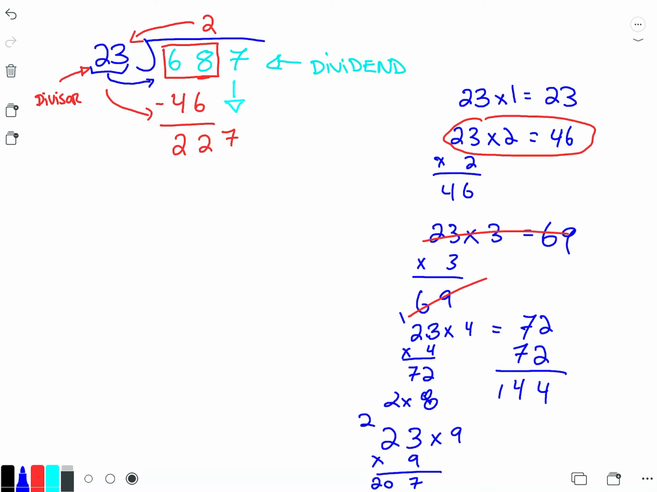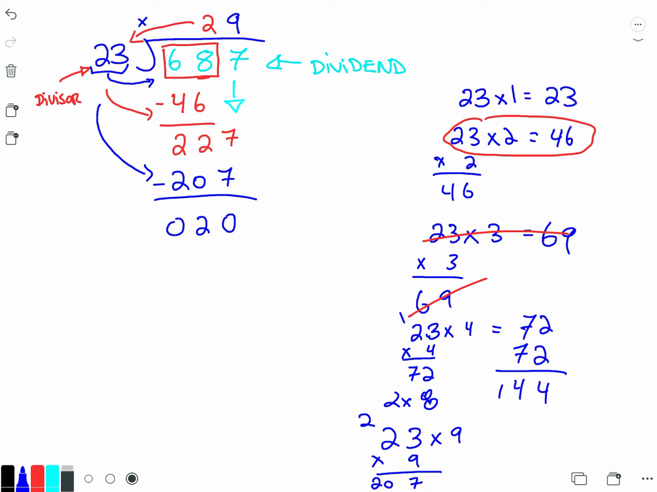Because if I do more, I'd go over to 230. So 23 fits inside 227 9 times. So 9 times 23 is 207. I subtract. 7 minus 7 is 0. 2 minus 0 is 2. 2 minus 2 is 0.